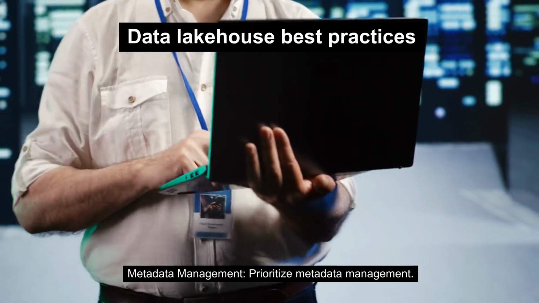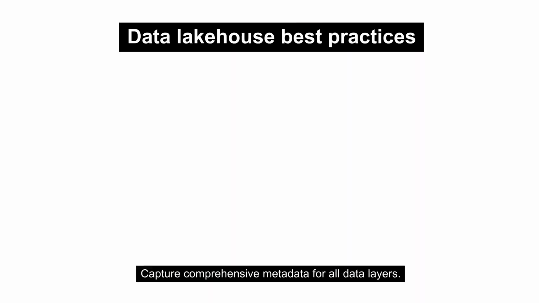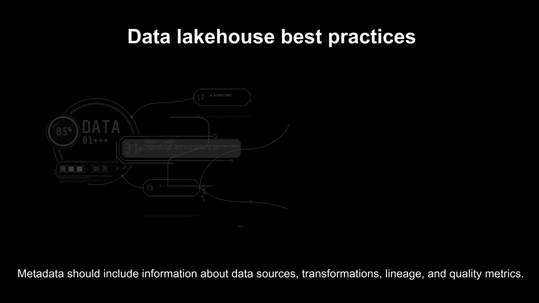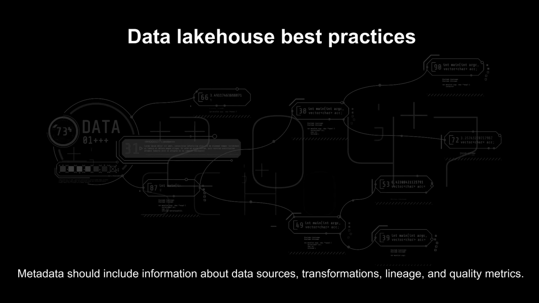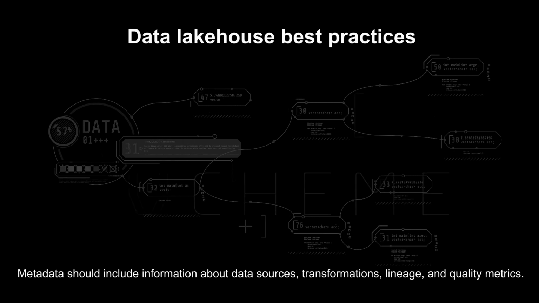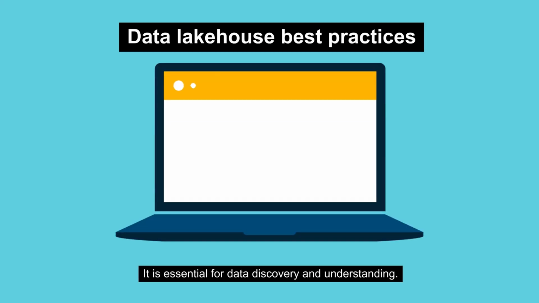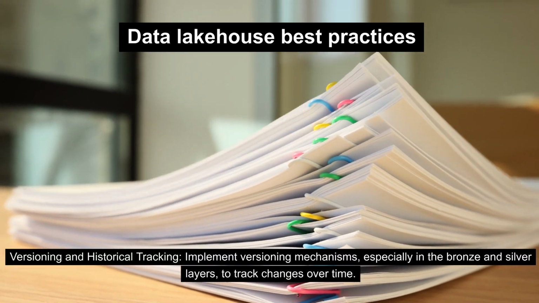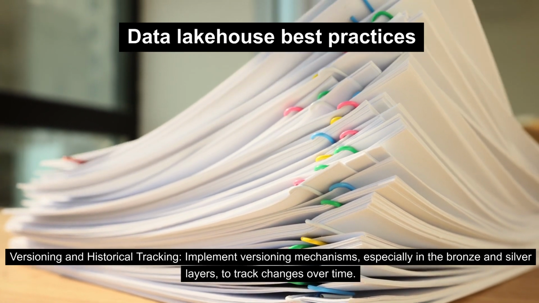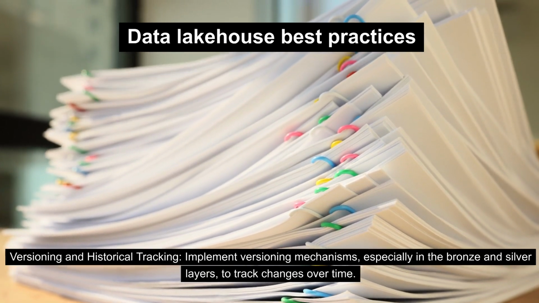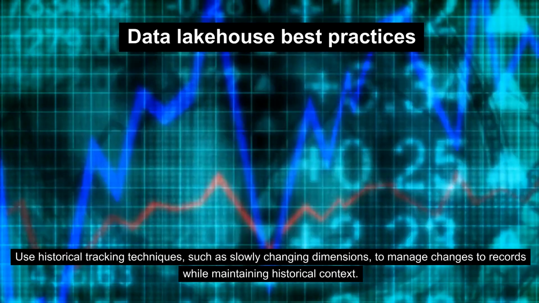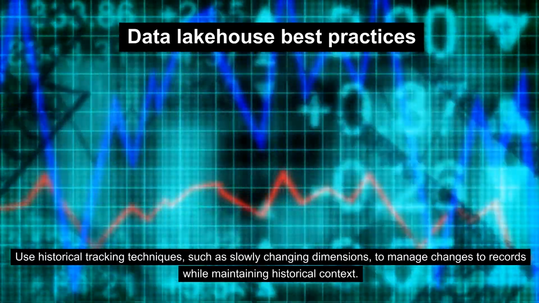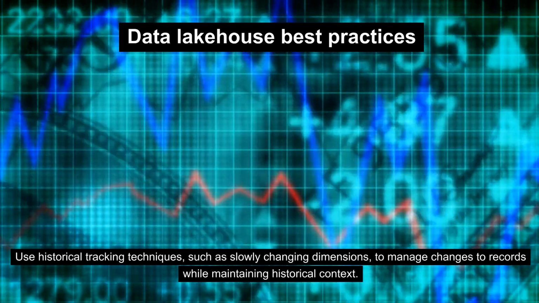Metadata management. Prioritize metadata management. Capture comprehensive metadata for all data layers. Metadata should include information about data sources, transformations, lineage, and quality metrics. It is essential for data discovery and understanding. Versioning and historical tracking. Implement versioning mechanisms, especially in the bronze and silver layers, to track changes over time. Use historical tracking techniques such as slowly changing dimensions to manage changes to records while maintaining historical context.